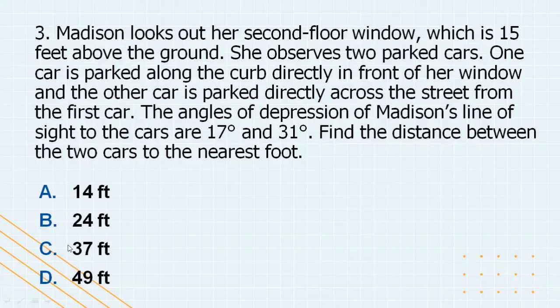And lastly, we have problem number 3. Madison looks out her second floor window, which is 15 feet above the ground. She observes two parked cars. One car is parked along the curb directly in front of her window, and the other car is parked directly across the street from the first car. The angles of depression of Madison's line of sight to the cars are 17 degrees and 31 degrees. Find the distance between the two cars to the nearest foot. So our choices are A, 14 feet, B, 24 feet, C, 37 feet, or D, 49 feet. Now you can take your time in answering these 3 problems and please write them down in the comment section below.